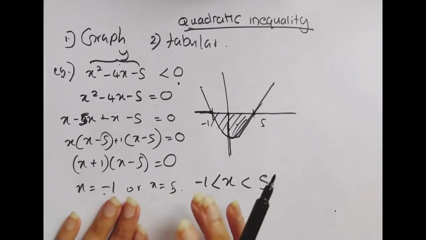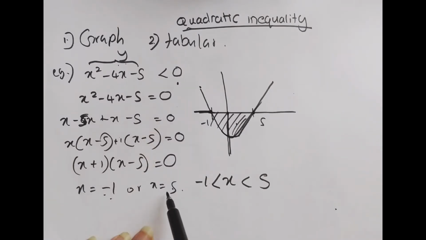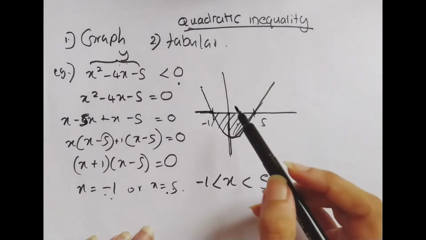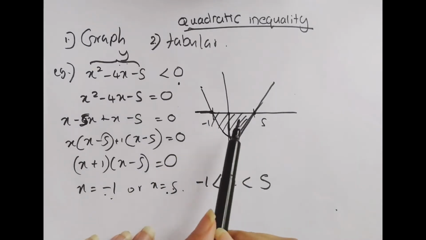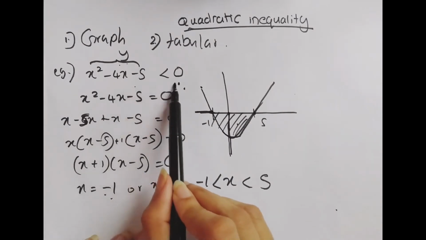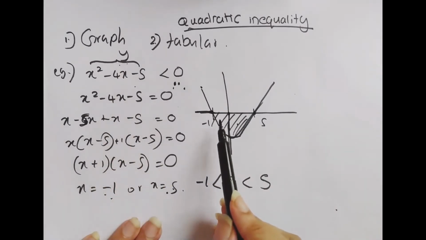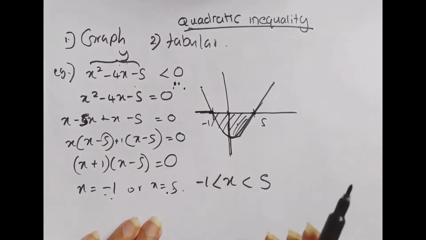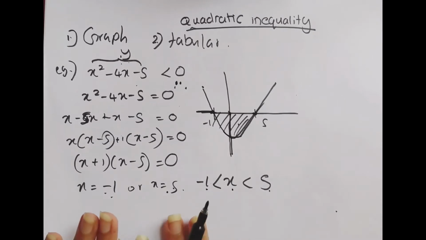In the graphical method, the first step is to take this as an equation, factorize, and find the two solutions, and then sketch the graph. No need to draw it exactly, just sketch it. Then look at the inequality, which says this is less than 0. We see when y is less than 0, which is between minus 1 and 5. Then x should be between minus 1 and 5 for y to have a negative value. So this is the graphical method.